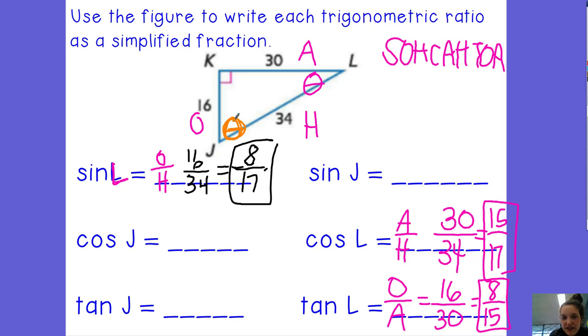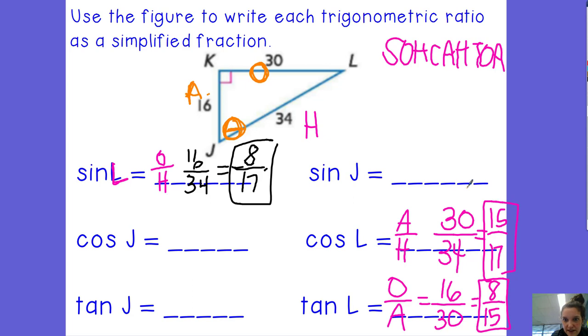So now that I'm considering angle J to be my theta, that means that 30 is now my opposite side because theta is all the way across from this side, and 16 is my adjacent side because it's right next to that angle. So now my adjacent and my opposite side have switched because I've changed which angle I'm considering to be theta. My hypotenuse stays the same though.